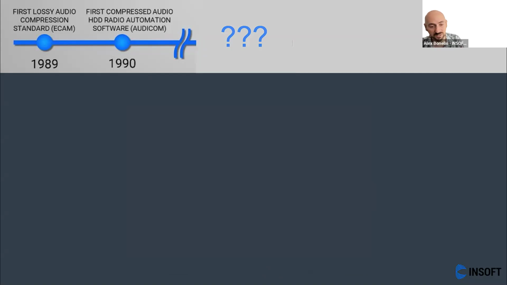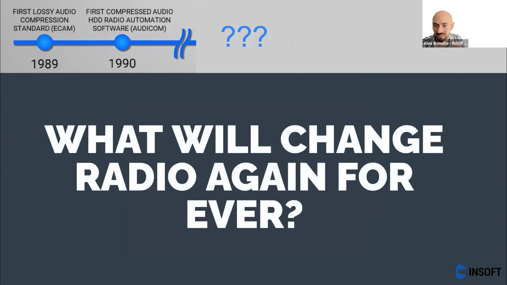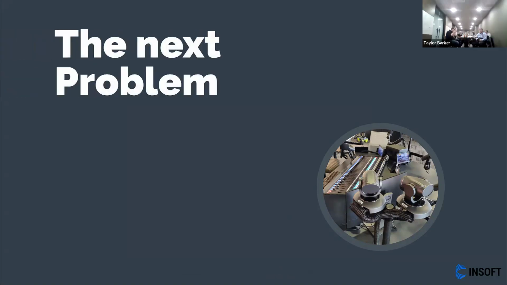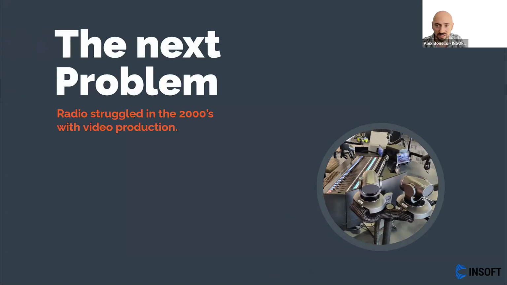So after inventing audio compression, we said, okay, what will be the next change? What will change radio again forever, right? And we thought about this a lot in the 2000s, and we found a problem that radio broadcasters were struggling with in the 2000s, which was video production. Although it was not mainstream that radio stations had to produce video content from their studios, that trend started in the 2000s with maybe security cameras in a corner of the studio.